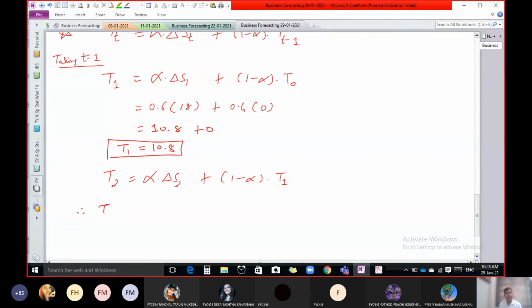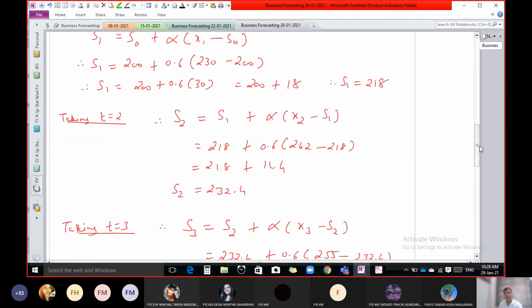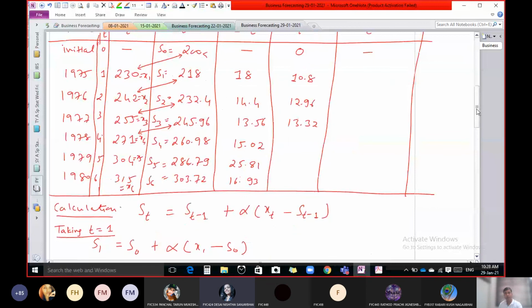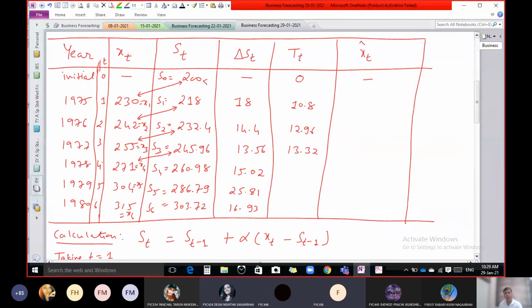Okay, now let us calculate T2, taking t equal to 2. What do we have to write here? Tell me. Alpha 0.6. Delta S2. See the table. Delta S2 is 14.4. Correct.